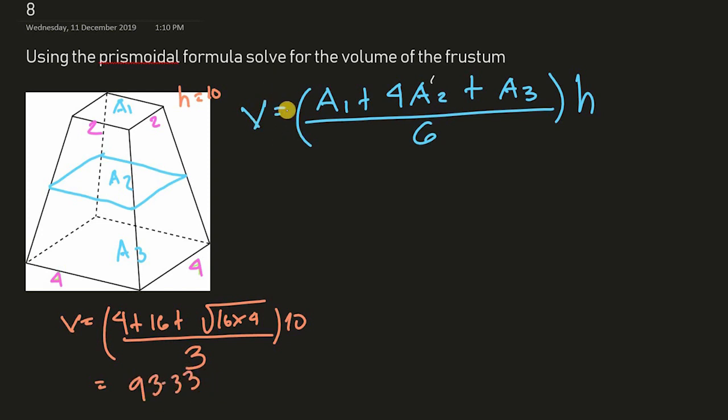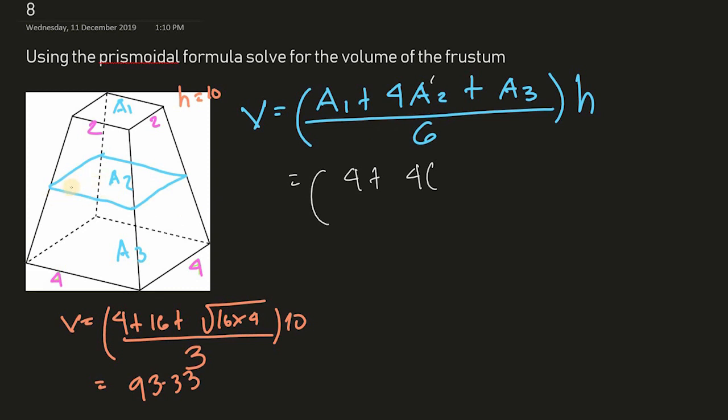Let us prove na using the Prismoidal formula ay masosolve din natin yung volume nito. So, let's solve for this. Let's substitute. Okay, so A1 is area of the top. Ito yung area 1. So, that's 2 times 2, that's 4. Plus 4 times area 2. Ano tong area 2 natin guys?